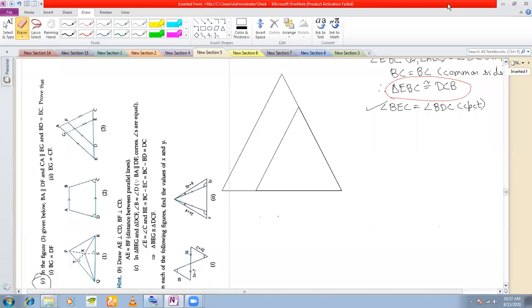BA is parallel to DF. Let's mark what is given. Since the figure is already marked, let's label the figure first. A, you have B, and you have C, and it's another triangle. Place another triangle here.